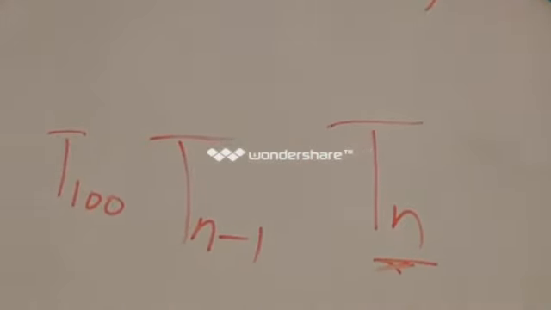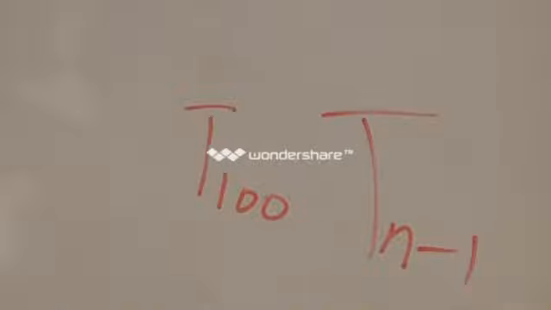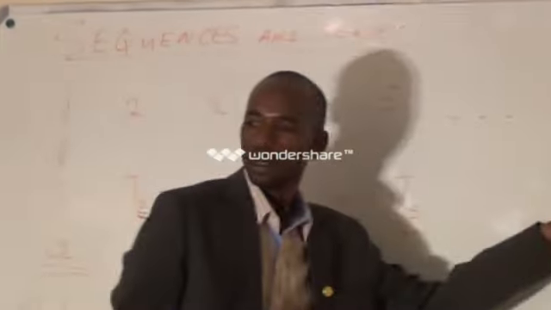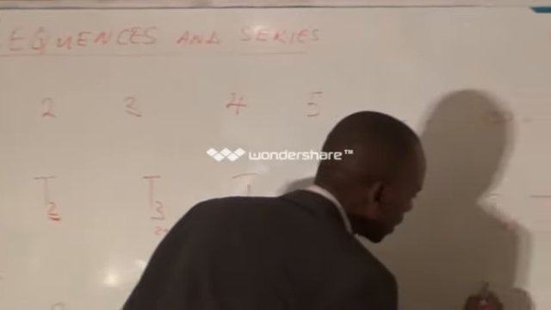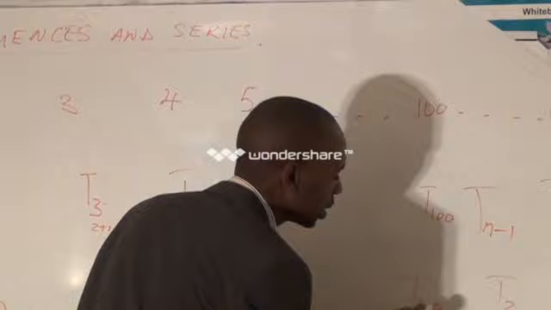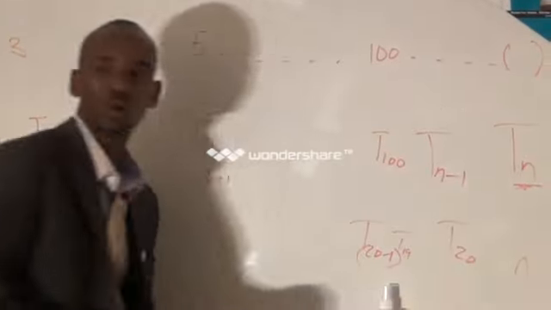What does that mean? I know this might actually sound abstract. It's not. What are we saying? We are saying if we have got, say, T20, the 20th term, what is the term before that? The term before that is T20 minus 1, which is the same as T19. That's all we are saying. Is that understandable? So that's what we mean by n minus 1.